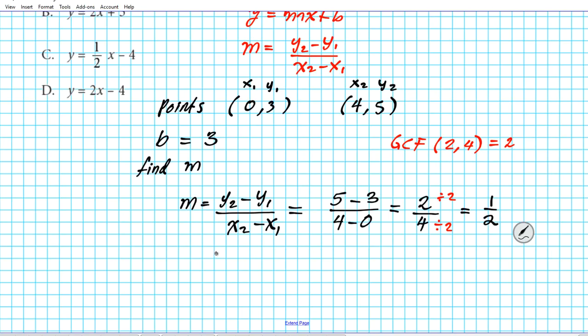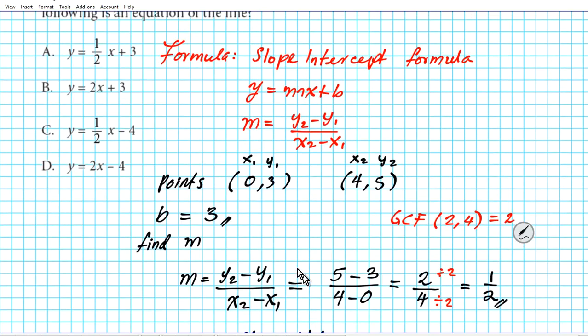Okay? All right, now we have our y-intercept and our slope. The formula that's going to help us put it all together is y equals mx plus b. So the equation of the line is y equals m, which is 1/2, x plus b, plus 3. So our final answer is option letter A.